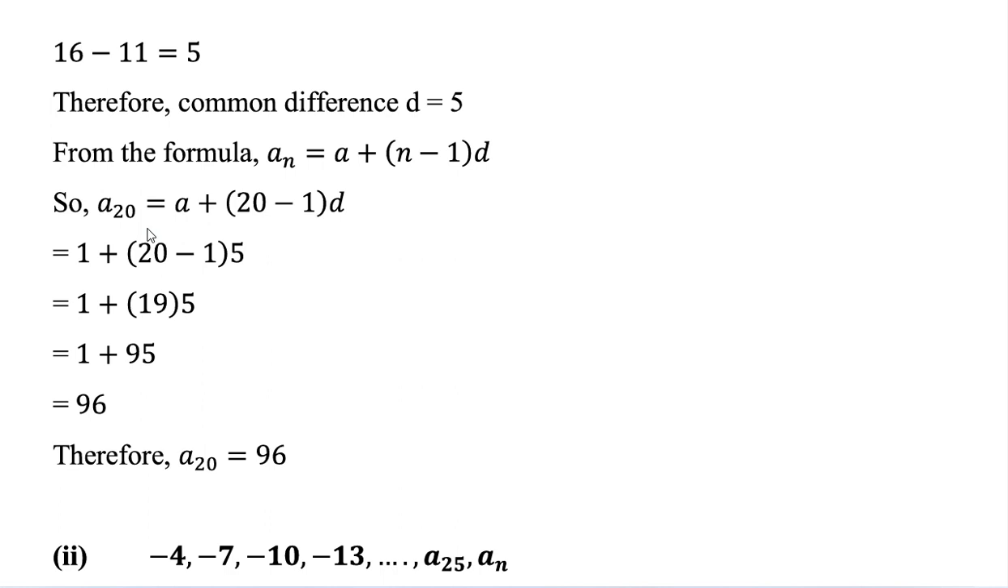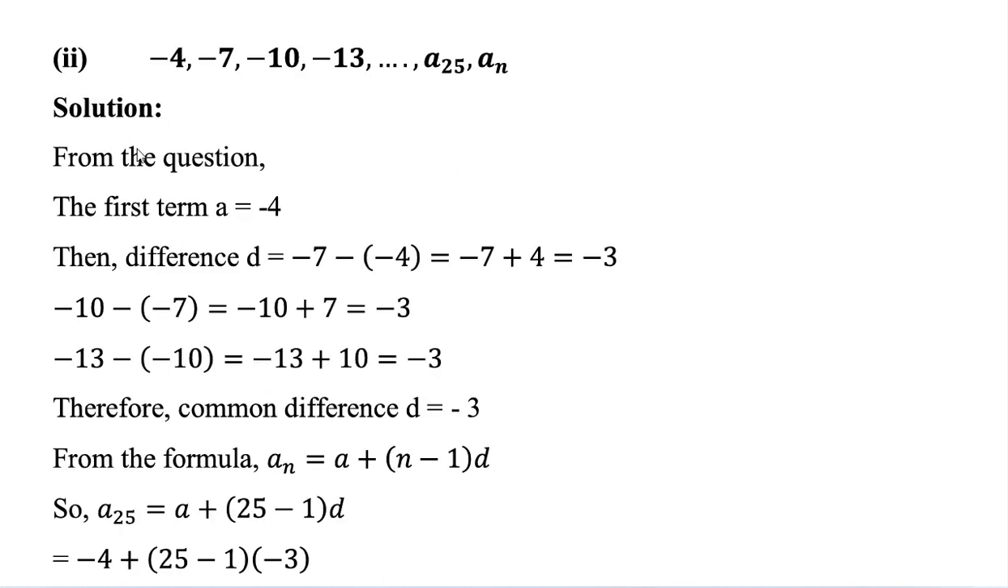So for a, the first term, put 1. Here it is the 20th term, so in place of n we will put 20. So 20 minus 1 into d, where d is equal to 5, so we write 5. After two or three steps of simplification, you will get 96. So A20, the 20th term, is 96. Come to the next problem.